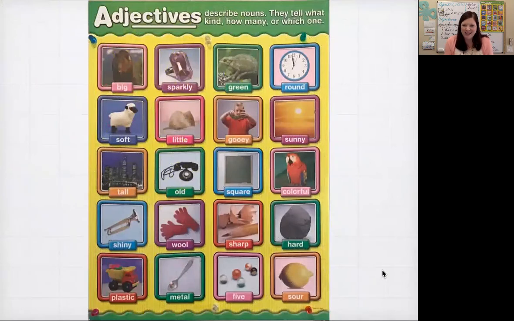What kind of truck is that? A plastic truck. Truck is the noun. Plastic describes the truck. Spoon, that's the noun. What kind of spoon is it? It's a metal spoon. Marbles, how many marbles are there? 5. Lemon, what kind of lemon? A sour lemon.